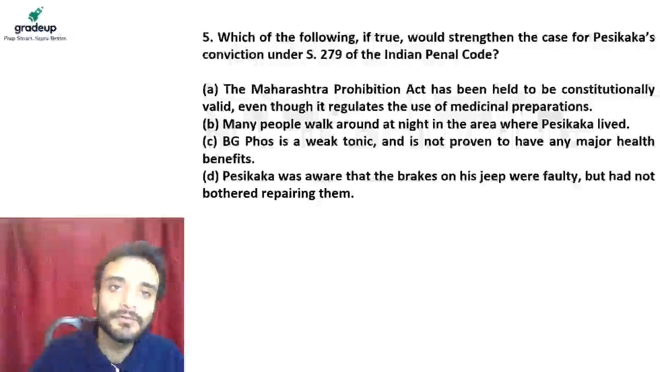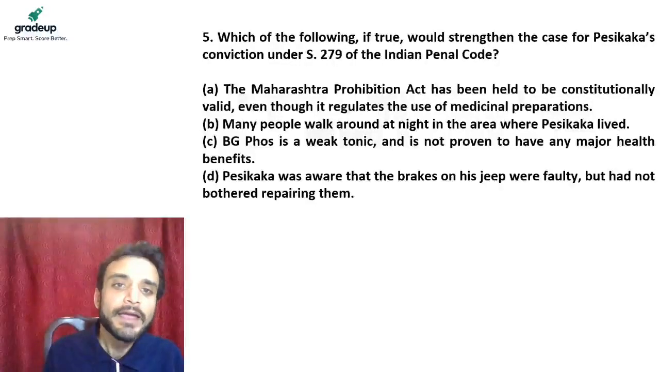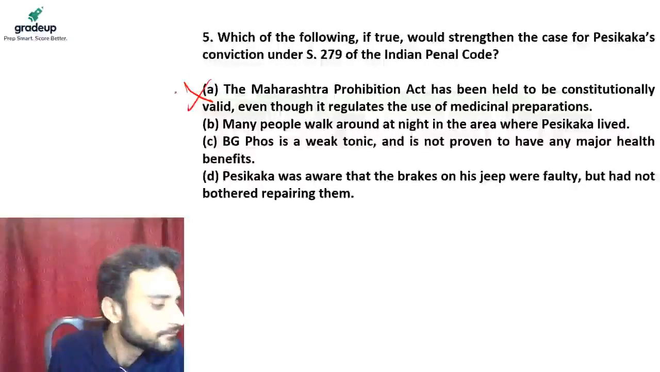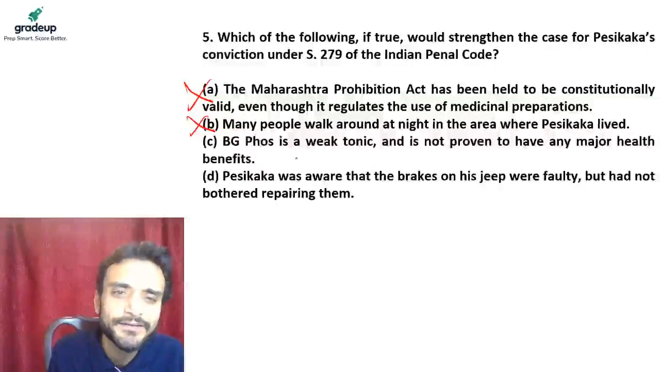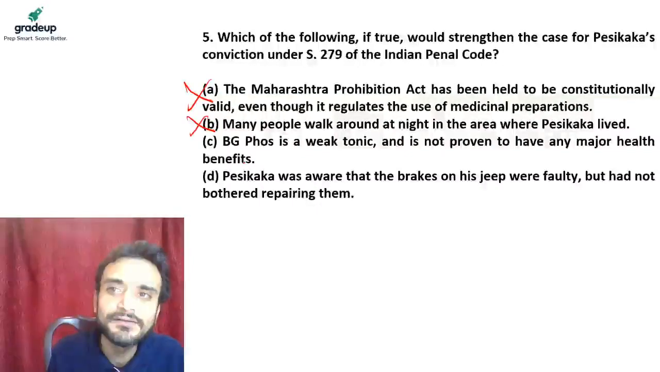Now let's go to the question. Which of the following, if true, would strengthen the case of Pisi Kaka's conviction under section 279 of the Indian Penal Code? Option A says the Maharashtra Prohibition Act has been declared to be constitutionally valid even though it regulates the use of medical preparation. Of course not. Many people walk around at night in the areas where Pisi Kaka lived. How is it related? BG4 is a weak tonic and is not proven to have any major health benefits.